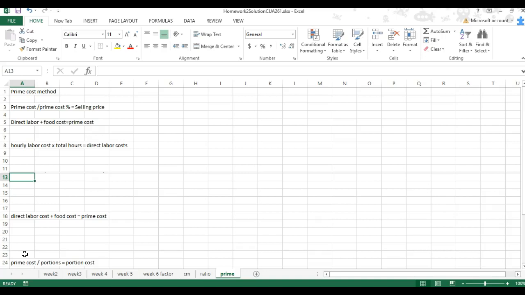I am not giving you the prime cost, so we need to find the prime cost. Prime cost is direct labor plus the food cost. I just kind of throw these up here just so you understand where we're at. That is not necessary to have on your sheet.